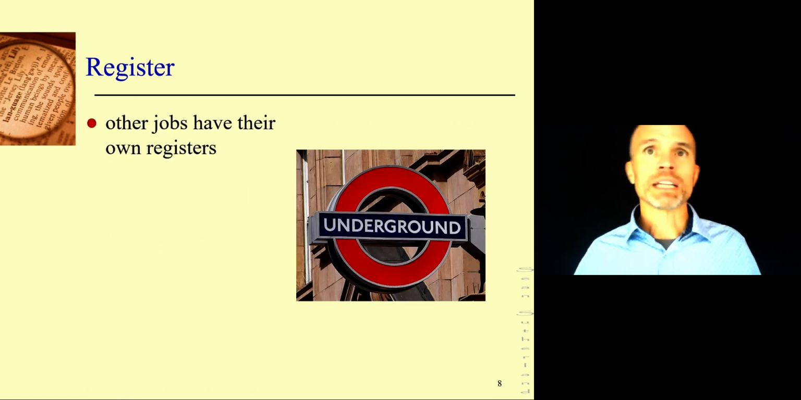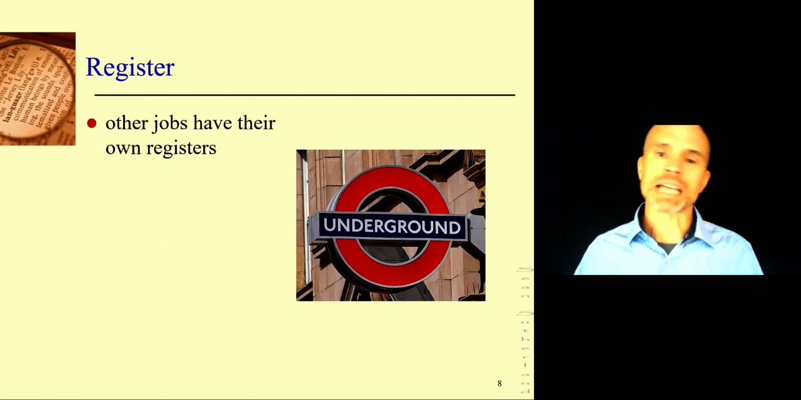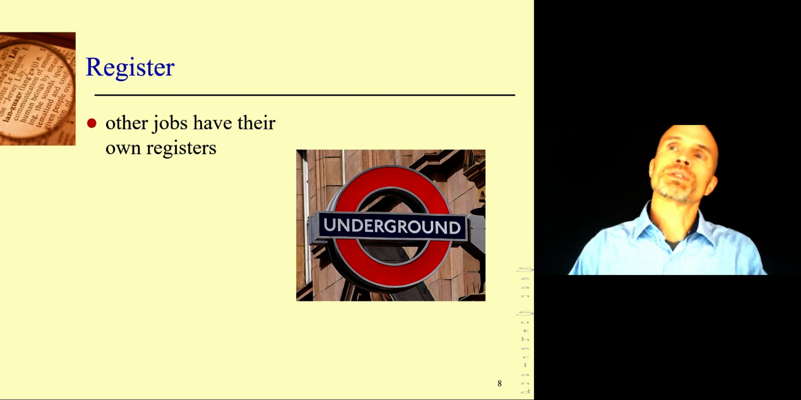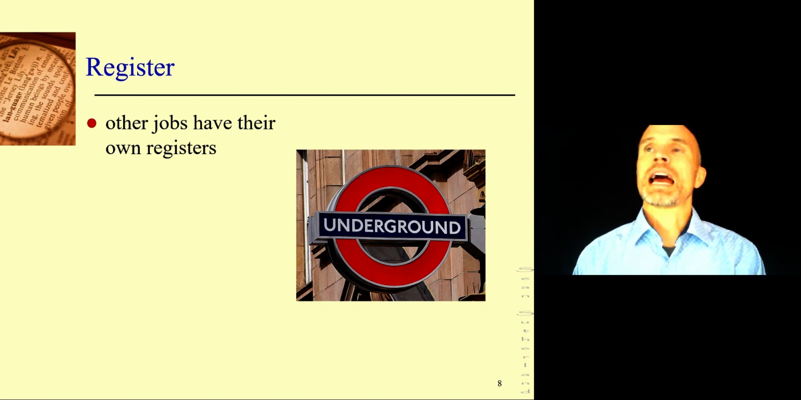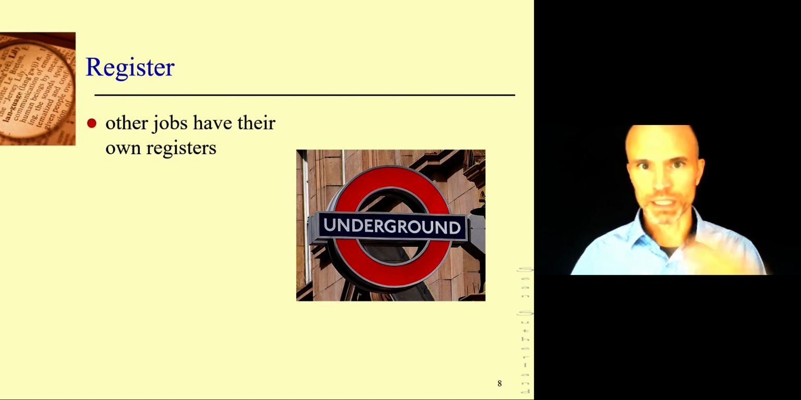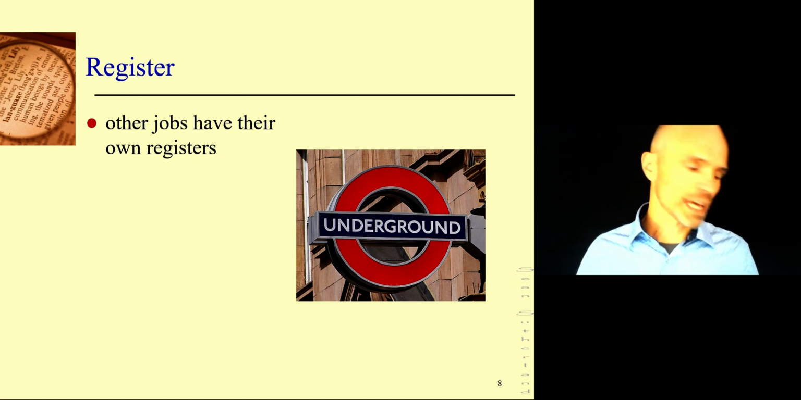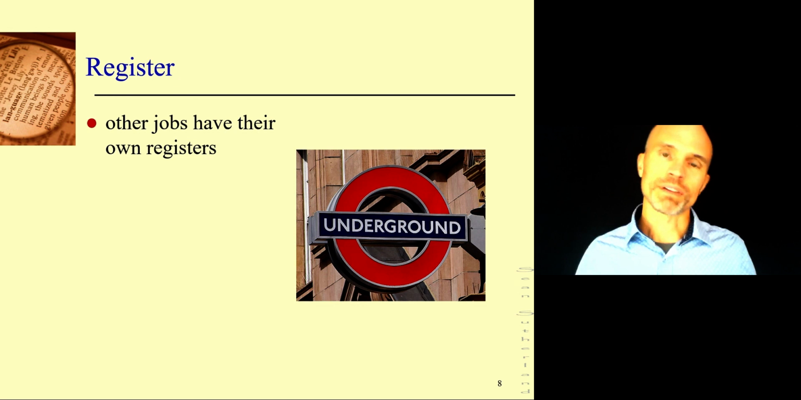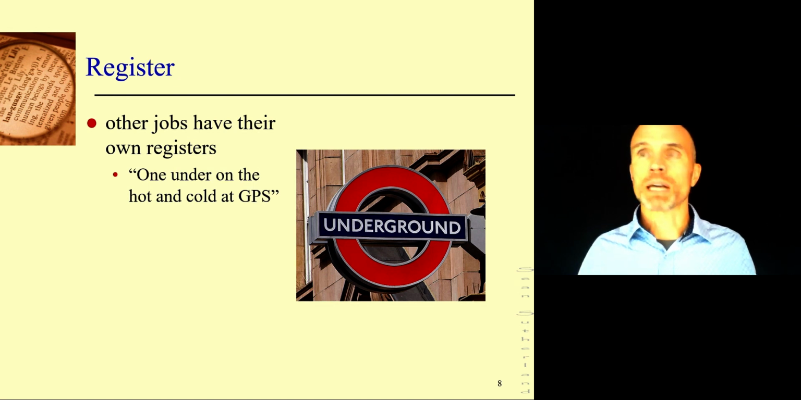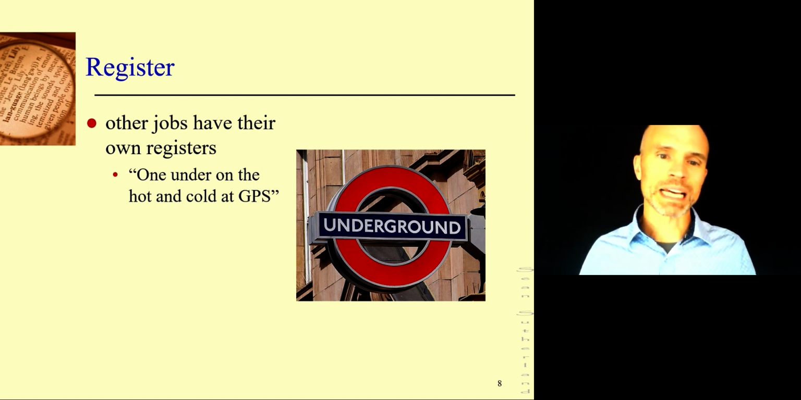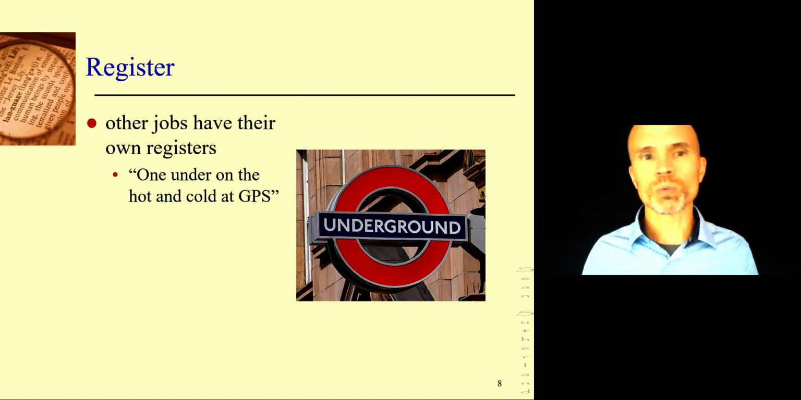Work-related language, there are innumerable examples, right? I used to have a student who worked for the Transport for London, and he told me, us really, the class, many interesting examples of the way that TfL workers would talk in a register reserved for them. Sometimes they'd say things like this: one under on the hot and cold at GPS. One under on the hot and cold at GPS. It's like a code, right?